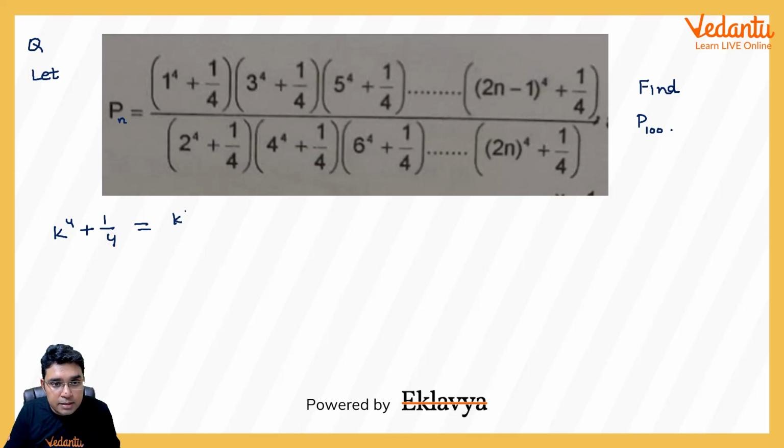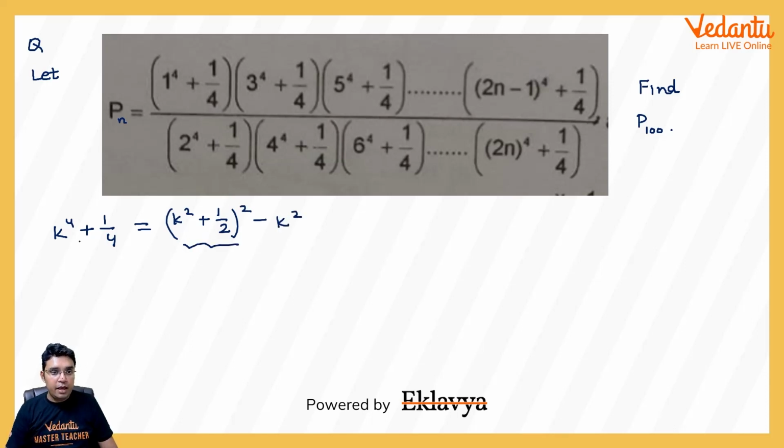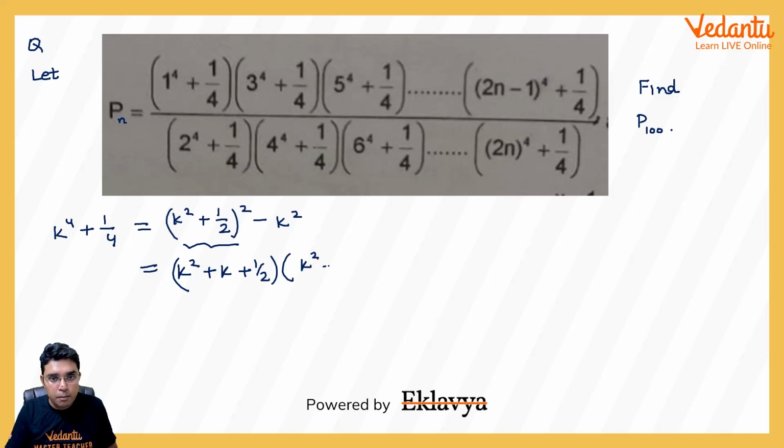I think we can write this as (k^2 + 1/2)^2 minus k^2. Please check. The whole square of this bracket will be k^4 + 1/4 + k^2, which was not there, so we have subtracted it outside. So we will get the factors of this as k^2 + k + 1/2, and the other one k^2 - k + 1/2. In fact, this is a special case of one very famous identity known as the Sophie Germain identity.